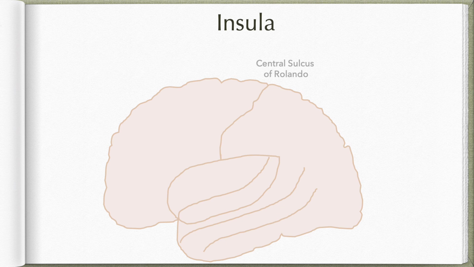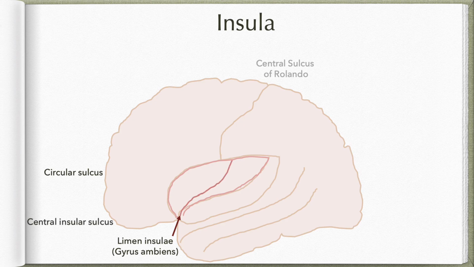Coming to the sulci and gyri on this insular cortex, firstly that entire insular cortex is surrounded by a circular sulcus. The apex of that circular sulcus coincides with the anterior perforated substance, that area is known as limen insulae, and it represents a gyrus known as gyrus ambiens, both of which are part of the olfactory pathways.